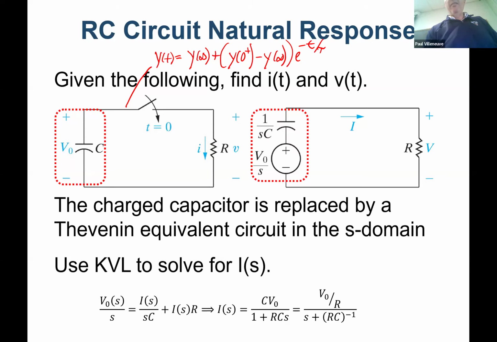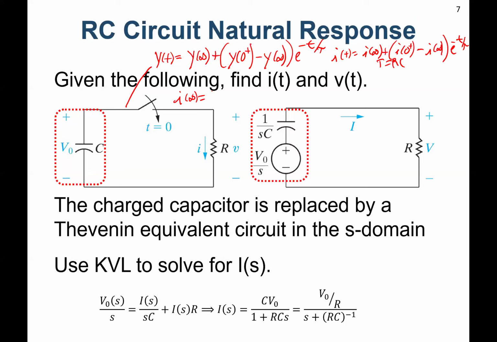So let's rewrite this as I of t is equal to I of infinity plus I of 0 plus minus I of infinity e to the minus t over tau, where tau is equal to RC, right? In an RC circuit, it's just RC. So what is I of infinity going to be equal to for this circuit? No current. Eventually, it's just discharge. Yeah, it's going to discharge. You're going to get 0 current, right? 0 amps.